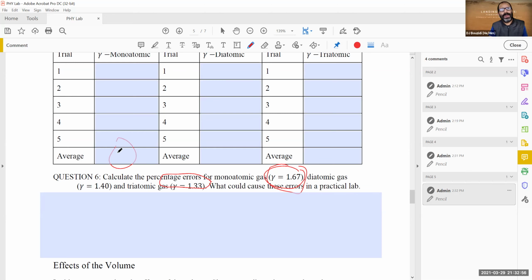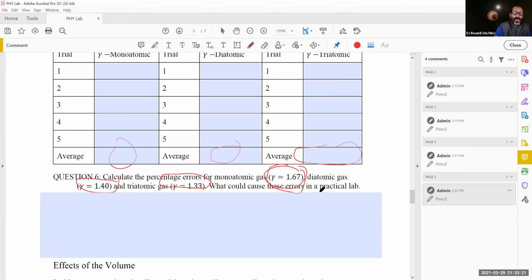So if this number happened to be less than 1.67, it's going to be positive. If this number happened to be more than 1.67, it stays positive. So it's always positive divided by 1.67 and times 100, that's going to be your error. You do the same thing for this one, comparing it with this one. And you do the same thing comparing this one with that one, and you're in business. Now you're going to tell me, are the errors acceptable? If it is more than 5%, there is a big problem.